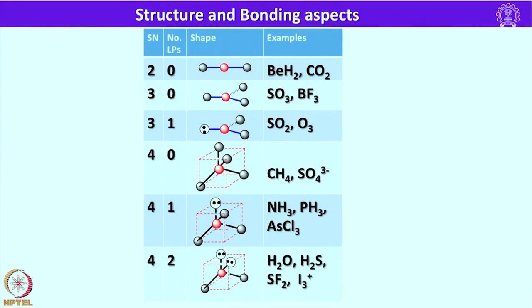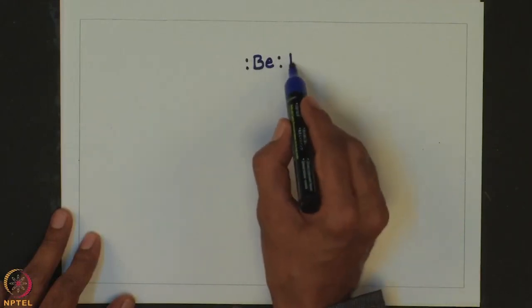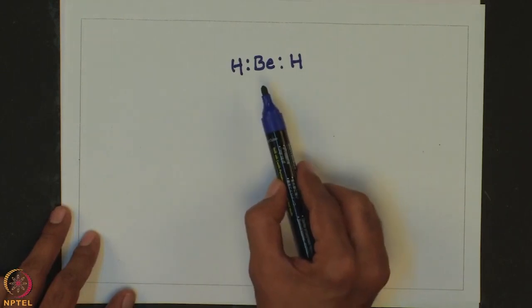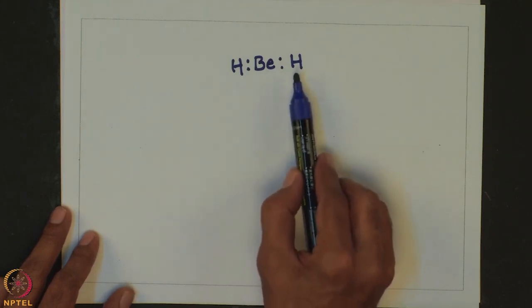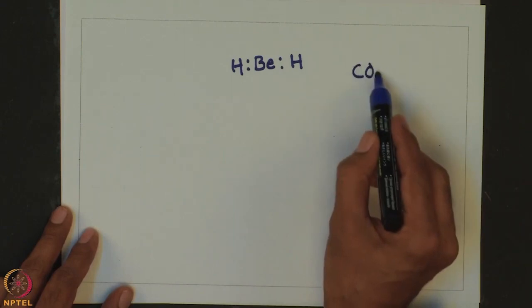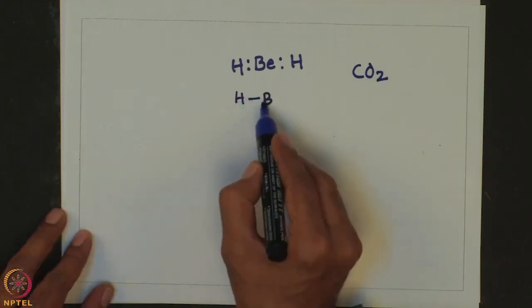So, in case of steric number 2, there are no lone pairs, only bonded pairs. For example, for beryllium hydride or CO2, one can write the structure conveniently. In case of beryllium, we have 2 electrons, coming from 1 electron each. Essentially, 1 electron from hydrogen will combine with 1 electron from beryllium to form a covalent bond. Similarly, another electron from beryllium will combine with hydrogen to form the BH bond. So, a linear geometry is there. Another example is CO2, which one can also write using this method.